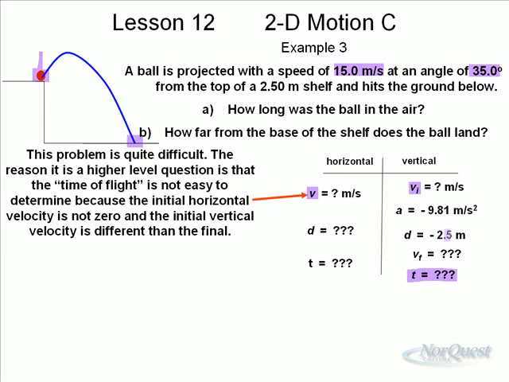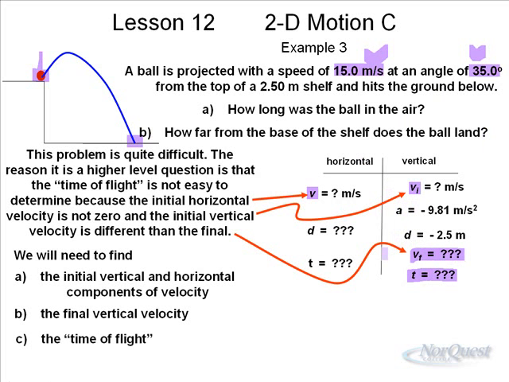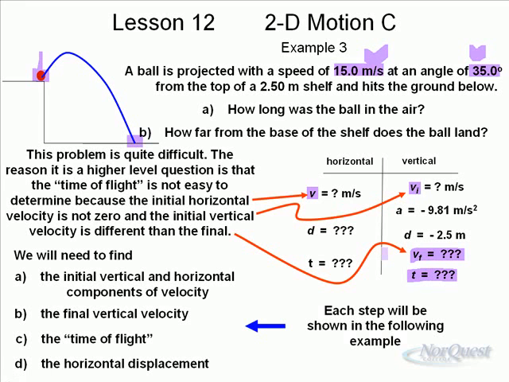But we will need to find the initial vertical and horizontal components. Just like we did in the previous question, we need to resolve those vectors into their components. All right, the 15 meters per second at 35 degrees can be found using trigonometry. Then the final vertical velocity is something that we will need. We didn't need it in the previous example, or we could assume that it was the same as the initial. Now we need it, or some other method, but let's stick to that. And then we get the time of flight, and finally we'll get the horizontal displacement. So each step will be shown in the following example.